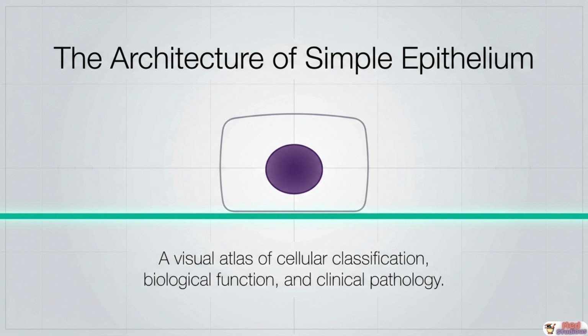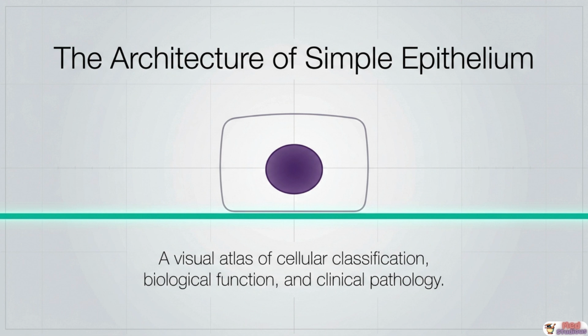Welcome to Studious, and to one of the most elegant topics in all of histology. Today, we are going inside the body's most fundamental covering tissue, simple epithelium. This is a visual atlas, a structured, image-driven journey through cellular classification, biological function, and clinical pathology.